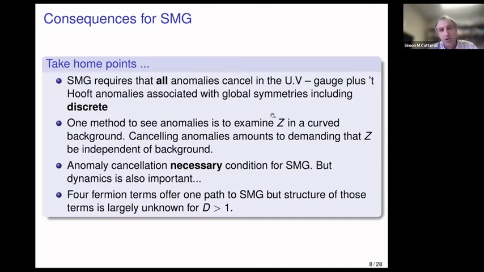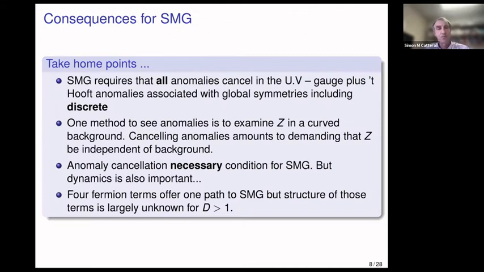And one method to see those anomalies is basically to compute the partition function, or to examine the partition function on a curved background. And so canceling anomalies just amounts to the fact that Z should be independent of that background. So this anomaly cancellation is certainly a necessary condition for symmetric mass generation, but dynamics is also important.